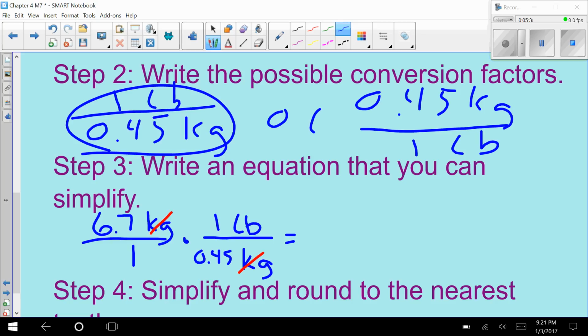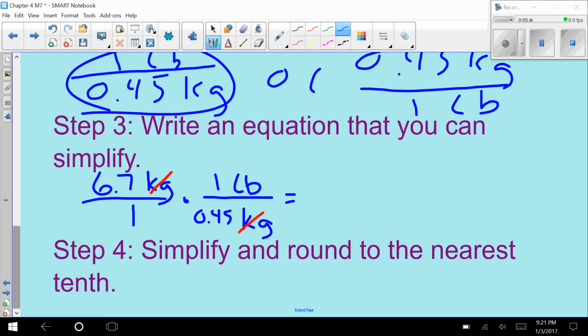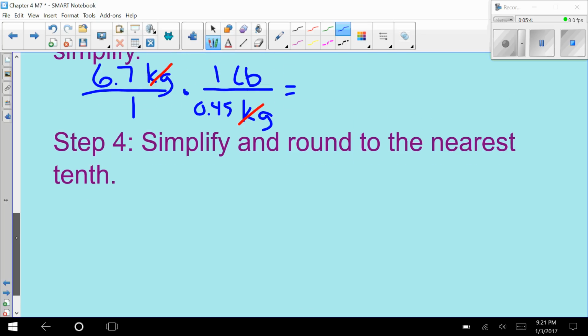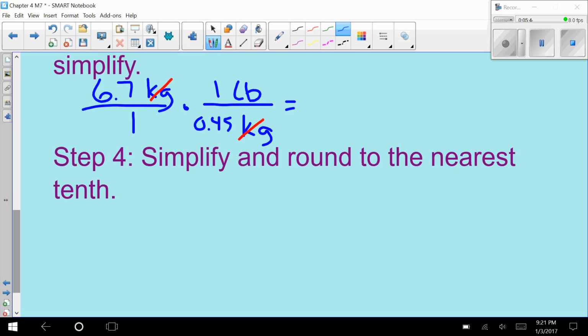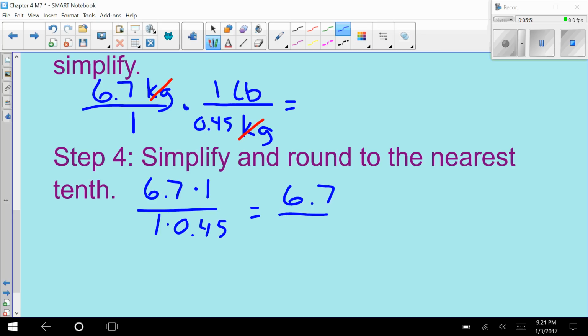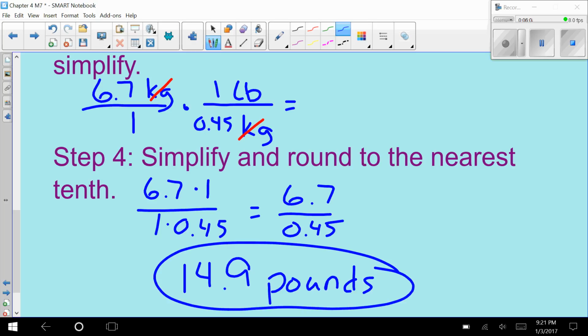And now we start simplifying this, which is step 4, simplify and round to the nearest tenth. It won't always be to the nearest tenth, but for this example it is. So we multiply straight across, 6.7 times 1 over 1 times 0.45, which is 6.7 over 0.45. 6.7 divided by 0.45 rounds to 14.9. And don't forget our label, we're left with just pounds. There's our answer.